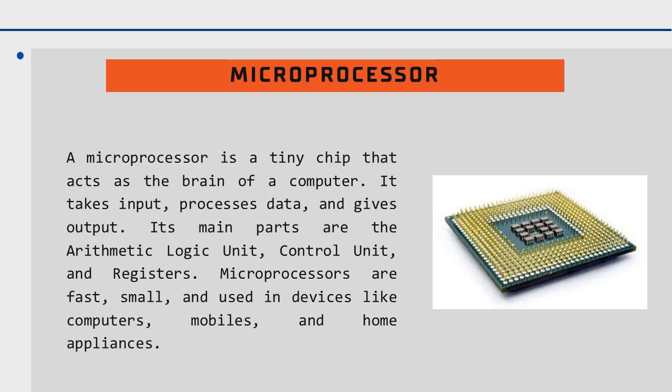Microprocessor is a small chip that acts as the brain of a computer. It takes input, processes the data and produces output. The main parts of a microprocessor are the arithmetic logic unit, which does calculations, the control unit, which directs operation, and registers, which store temporary data. Microprocessors are very fast, compact, and are used not only in computers but also in mobiles and home appliances.